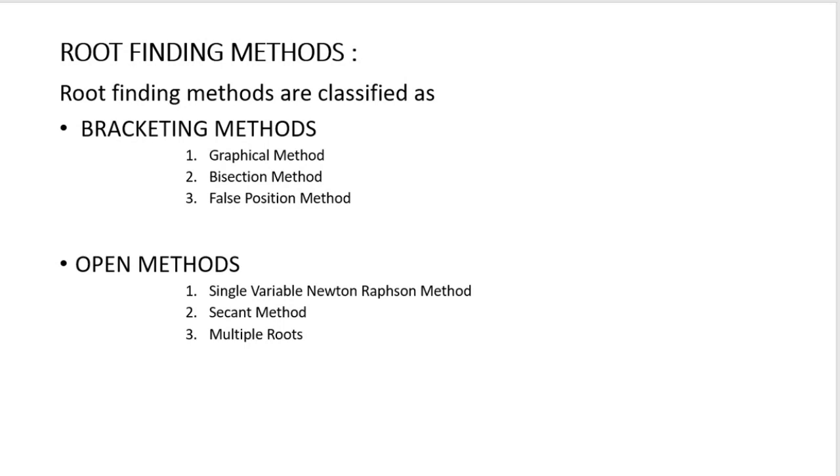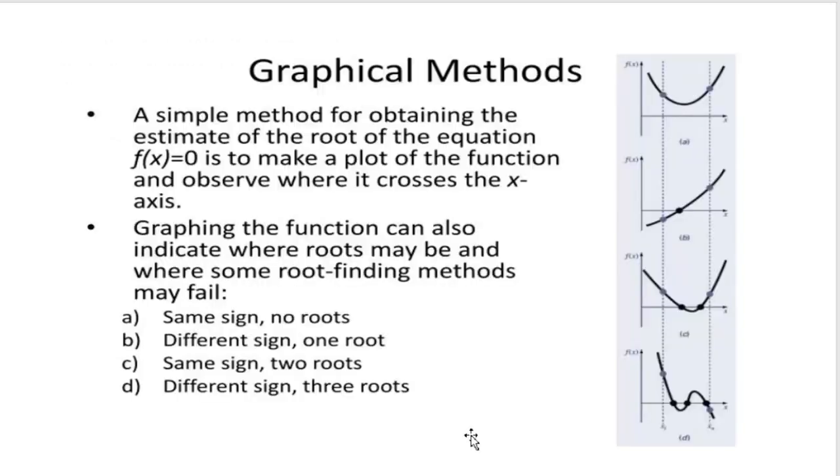So basically, when we talk about the graphical methods, it is the most simple and raw method to find out the root of a given function. So a simple method for obtaining the estimate of the root of the equation f(x) equal to 0 is to plot the function and observe where it crosses the x-axis.